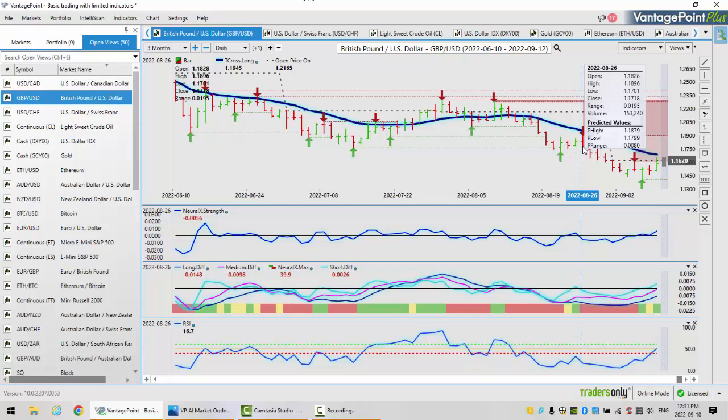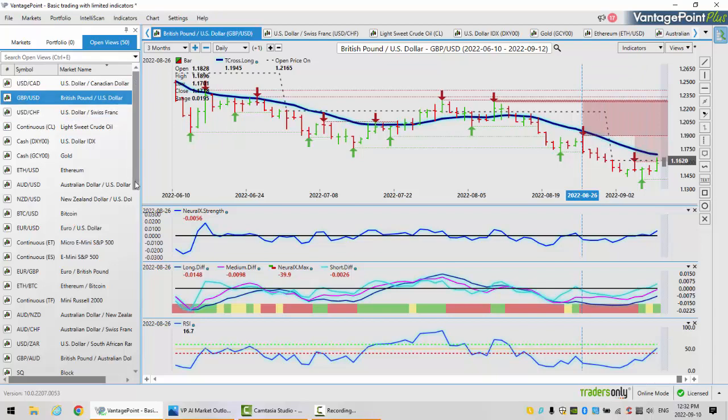Interest rates will play a part too. The UK, the Bank of England, has put off their hike announcement or their policy statement announcement until, I believe, the 23rd. So we'll see where this goes. But right now, we're still looking higher on this particular pair.